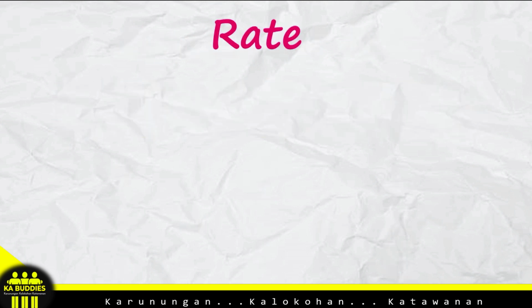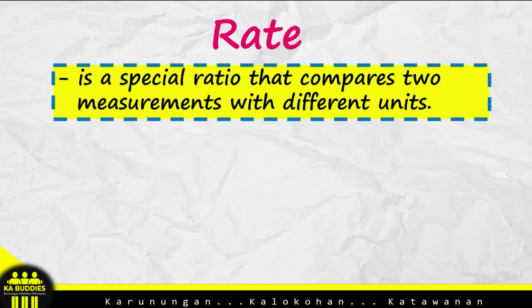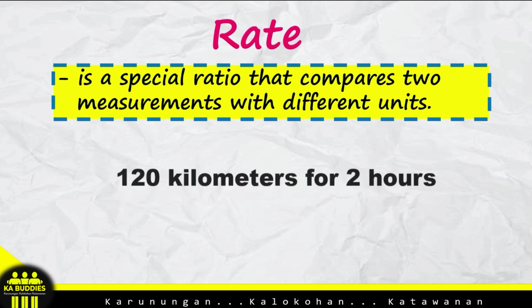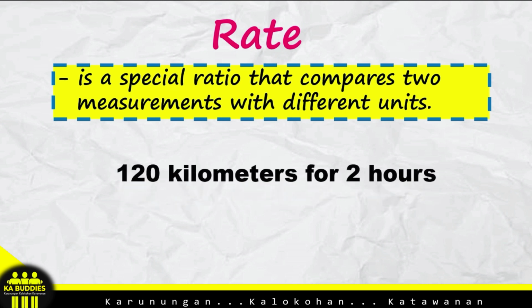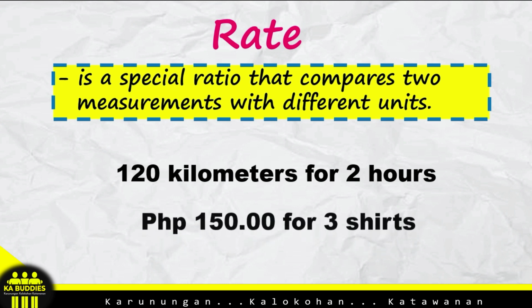Next, we have here what we call rate. When we say rate, it is a special ratio that compares two measurements with different units. For example, we have 120 kilometers for 2 hours. So we compare the kilometers traveled and the number of hours the trip took. Next, we have 150 for 3 shirts. So we compare the amount of pesos to the number of shirts. So that is the meaning of rate.